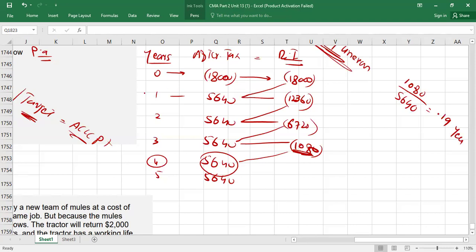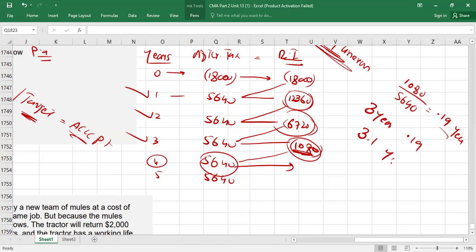It means we took year 1 complete because there is a remaining investment at the end of year 1. We took year 2 also complete because there is a remaining investment at the end of year 2. We took year 3 also complete, because there is a remaining investment. But in year 4, we recover the whole cost. It means we took 3 complete years, plus from year 4 we took 0.19. So our payback period is 3.19 years. Okay, this is how you will calculate the payback period.